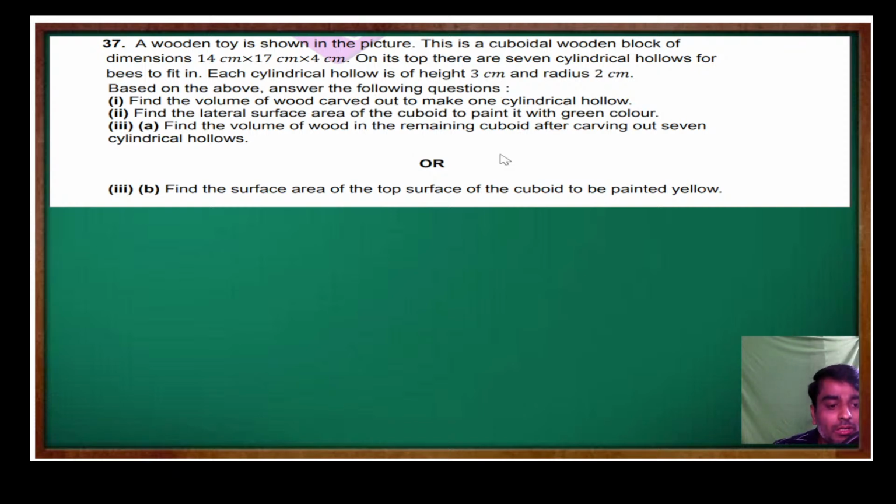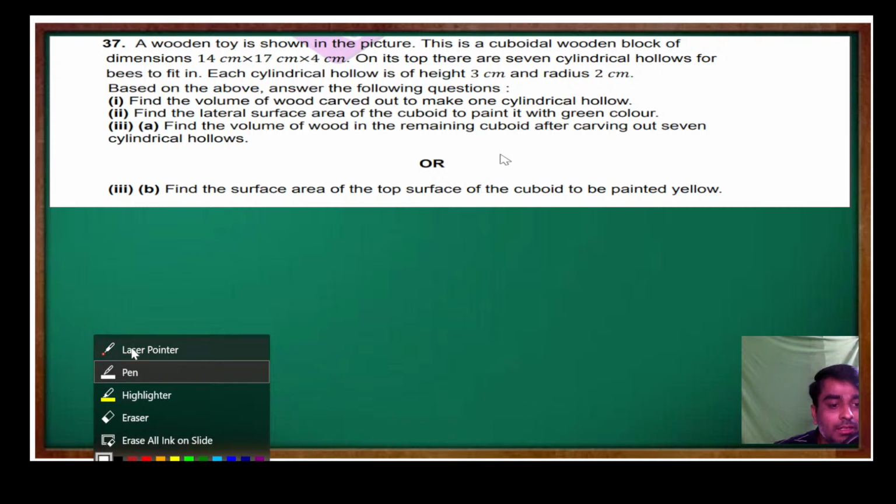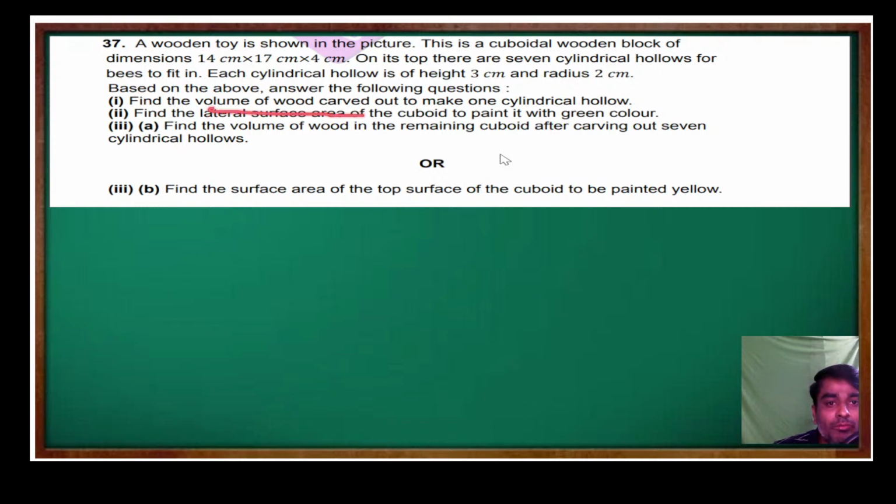Okay, so here what they are asking you, first you have to find the volume of wood, then you have to find the lateral surface area of the cuboid, then you have to find the volume of wood remaining in the cuboid after carving out 7 cylindrical hollows. Or instead of this third question, you can solve this. So there is an option only for the third part. First and second parts are mandatory. So let's take one by one.